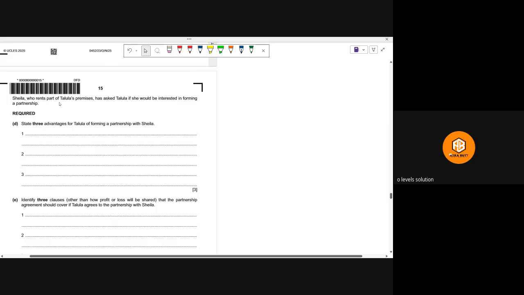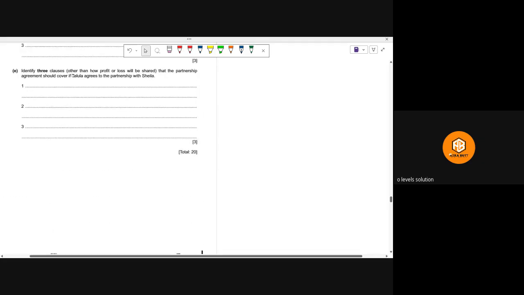Sheila, who rents part of Talula's premises, has asked Talula if she would be interested in forming a partnership. So, okay, we can discuss this simply. Partnership business will be advantageous because we will be able to raise finance. First thing is that we'll be able to share responsibilities and the losses will be shared as well. So, this is what we can write.